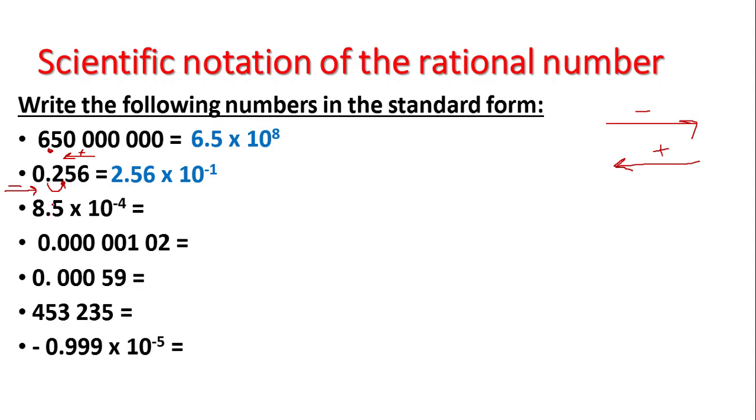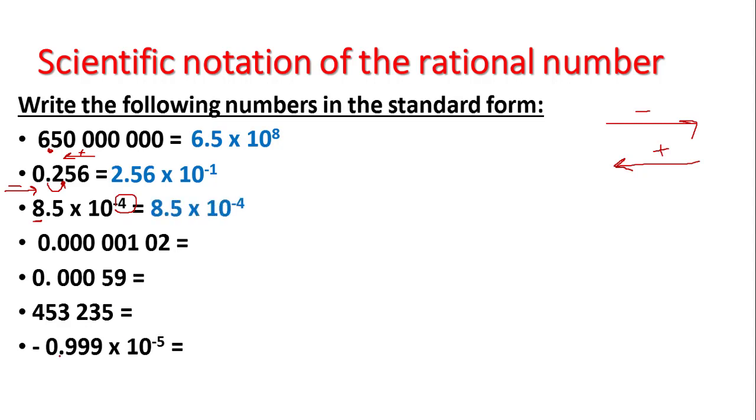Okay, let's do this one. Here we have 8.5 times 10 to the power negative 4. Okay, this is in the standard form. We have only one digit here, and here we have negative 4, an integer, so this is in the standard form. So I write it as it is.